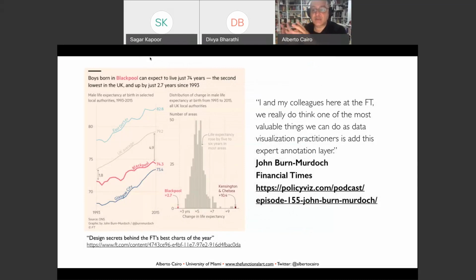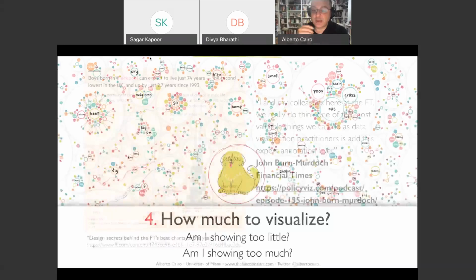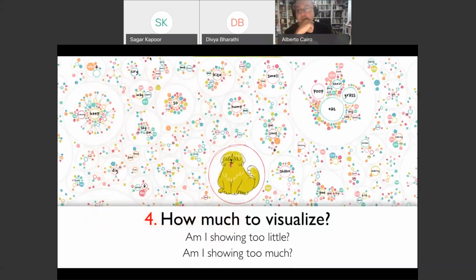That's certainly important. But what they think that they can add of value to those visualizations is what they call an expert annotation layer that points out the important things in a graphic, that emphasizes the thing in a graphic, or that further explains and reiterates what the graphic is actually showing and what the graphic is not showing, perhaps.